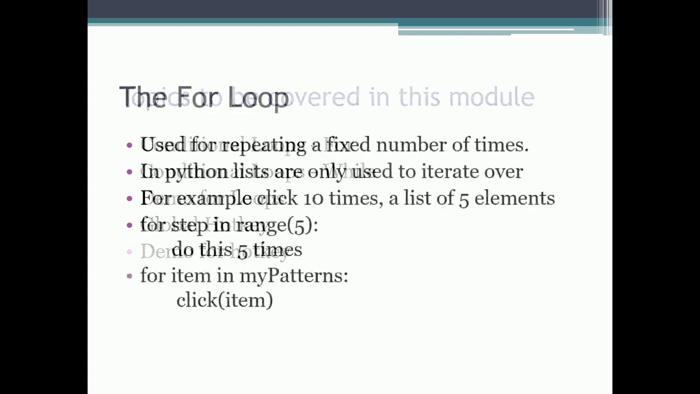Now let's get started with the for loop. A for loop is used to repeat code for a specific number of times. This could be a number like 10 or all the items in a list. In Python, we can iterate over a list. For example, click 10 times, or on a list of 5 elements. The syntax will be: for each step in range, iterate over the next statement, and when the step is out of range, come out of the loop.